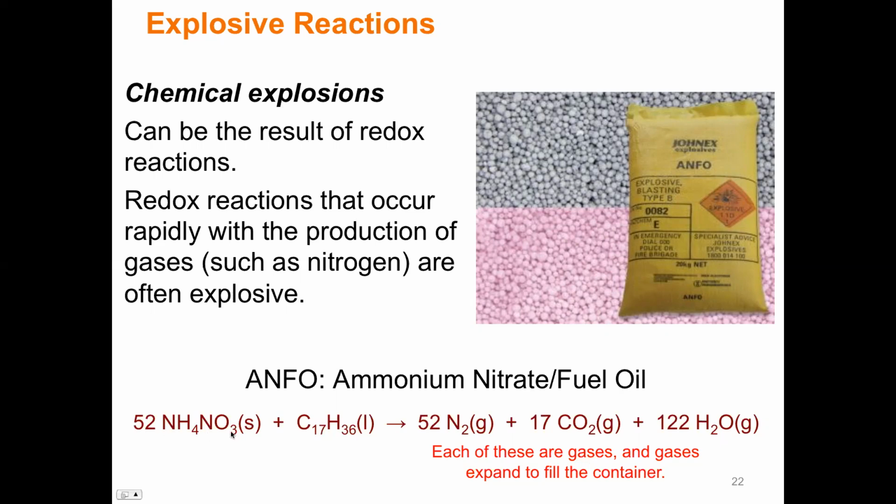The other thing is notice the number of moles that you have. If you've got 53 moles to start with, and over here, I think I did the math, it ends up being 191 moles on this side. So there's a huge expansion of product on this side. And it's very rapid, all right? So it's a very rapid reaction, and that's why it's so explosive.